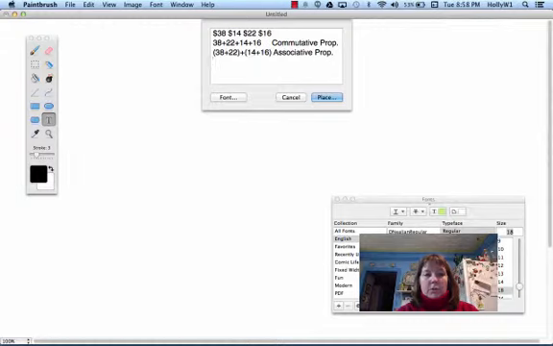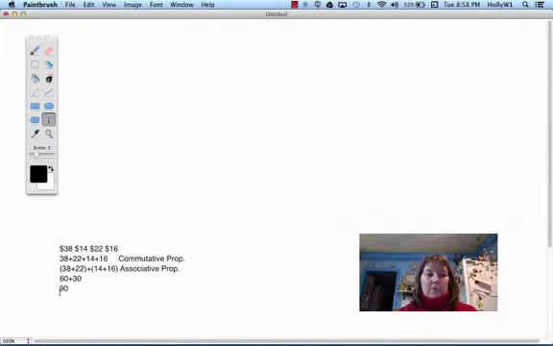So 38 plus 22 is 60, and then 14 plus 16 is 30. That's just simplifying or addition. And we end up with 90. So we've always sort of assumed this kind of thing is true. Now we can actually say it's true because of the commutative property and the associative property. And that is the beginnings of how to write a proof.